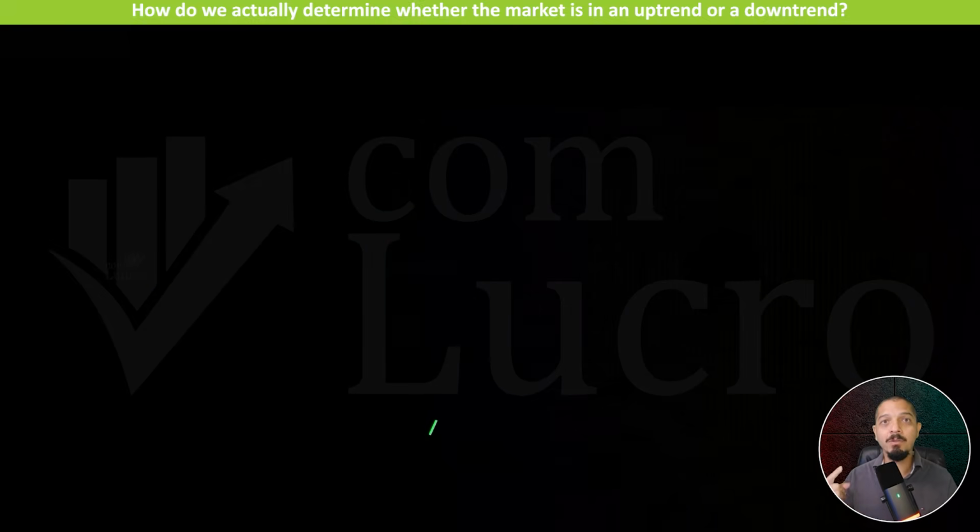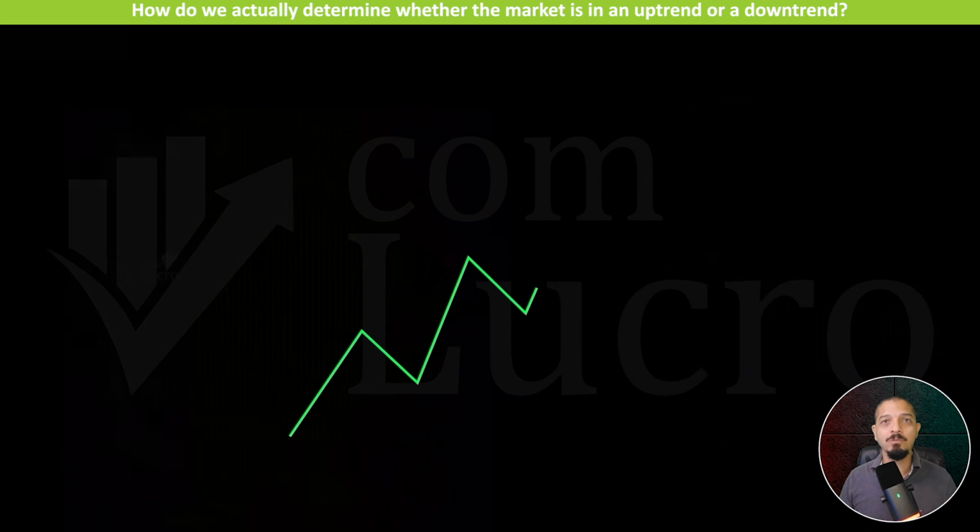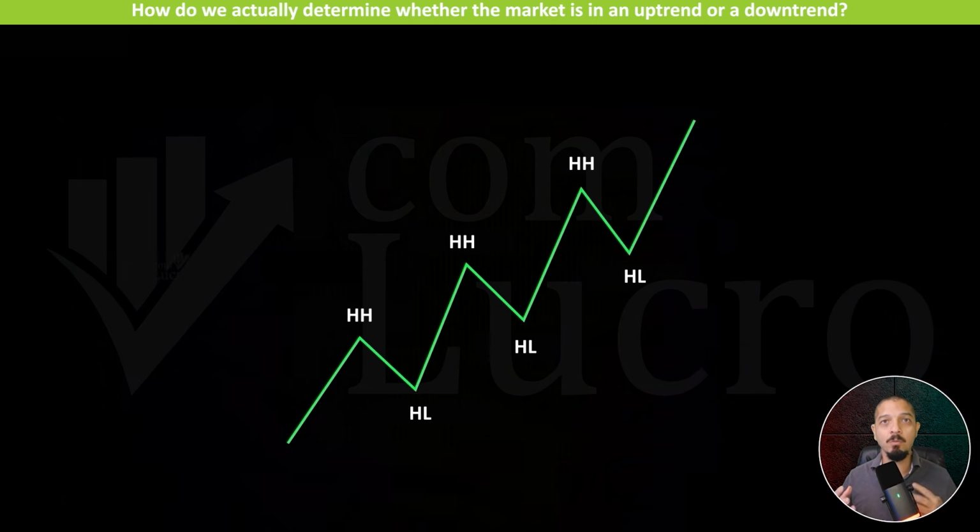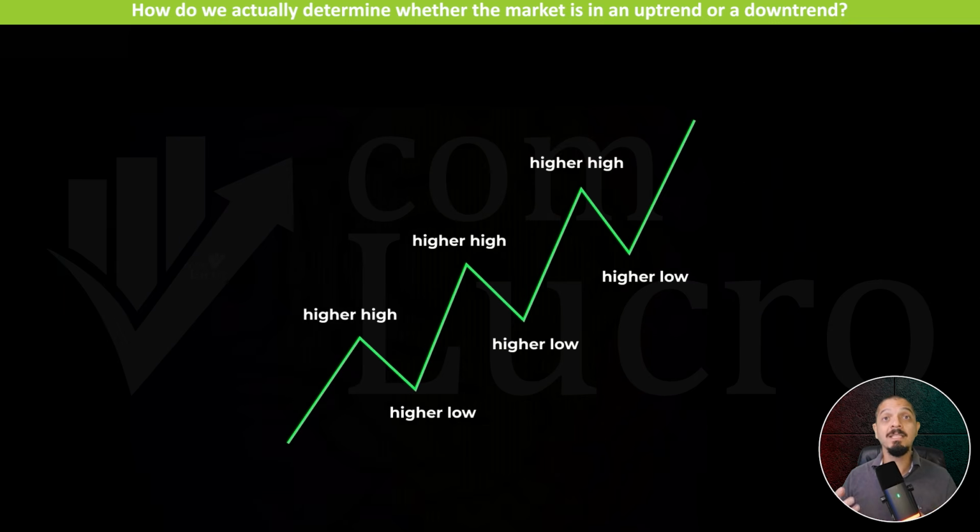Let us take an uptrend as an example. During an uptrend, the market does not move straight up. Instead, it moves in a structured way, forming what we call higher highs, usually marked on the chart as HH, and higher lows, usually marked as HL. They are called higher highs because each high is higher than the previous one, and higher lows because each low is also higher than the previous one.